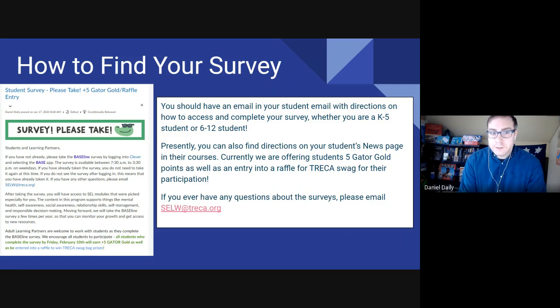For grades 6 through 12, the process has students log into Clever. Clever is a program that our students use for a number of different educational apps, but it allows them to access the baseline survey through the Clever system.